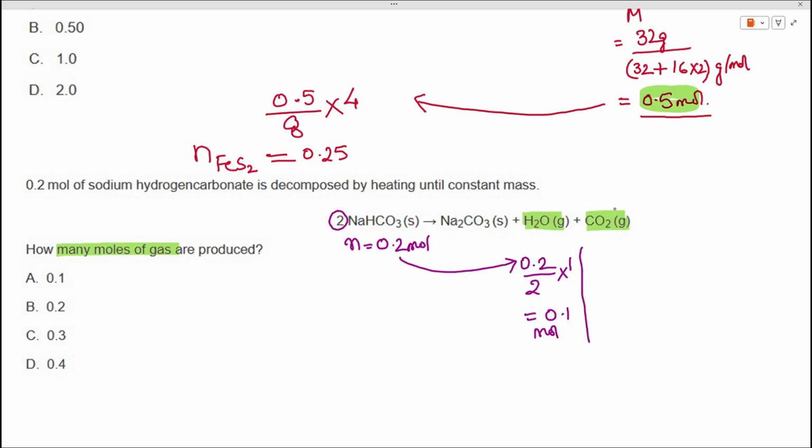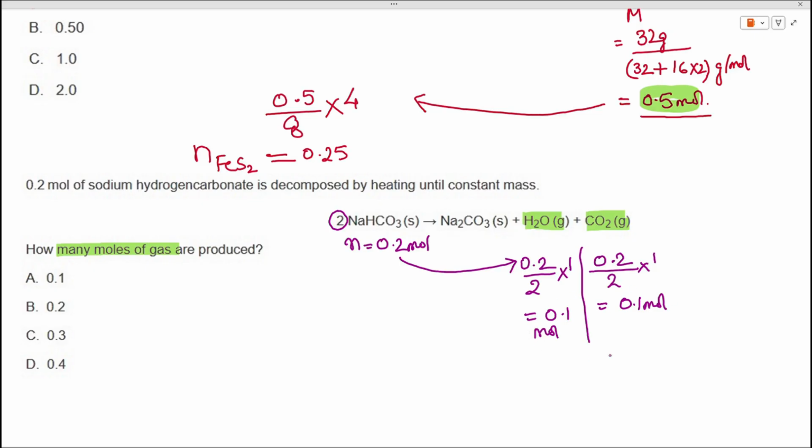And now to figure out the number of moles of carbon dioxide, exactly the same process. The number of moles of sodium hydrogen carbonate are 0.2. Divide by its own coefficient, which is 2, and multiply by the coefficient of the substance for which you're trying to figure out the moles. So that's like 1 mole of carbon dioxide. So this also gives us 0.1 moles.